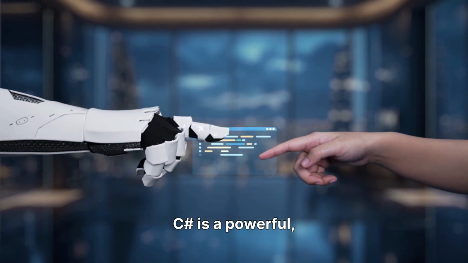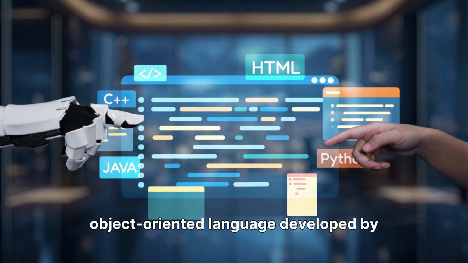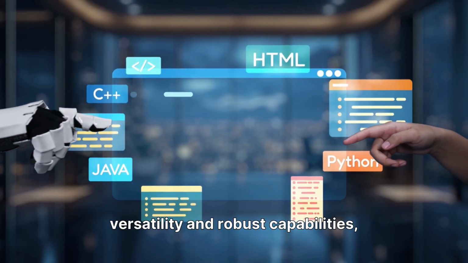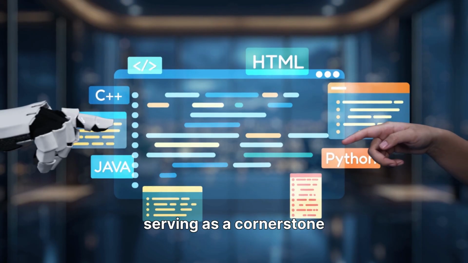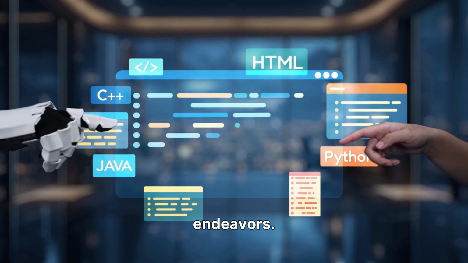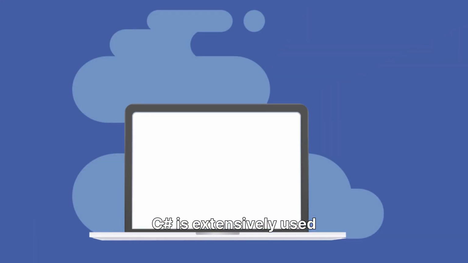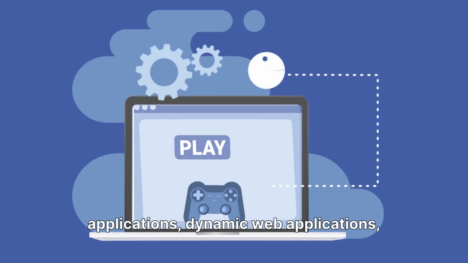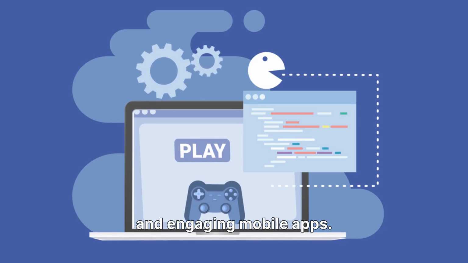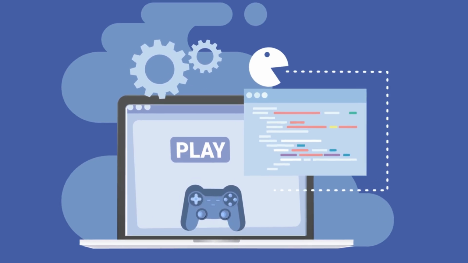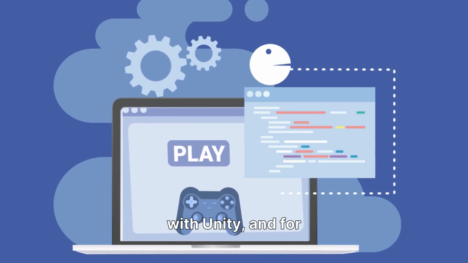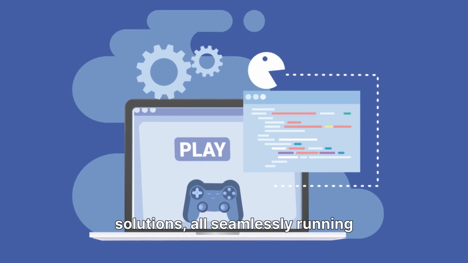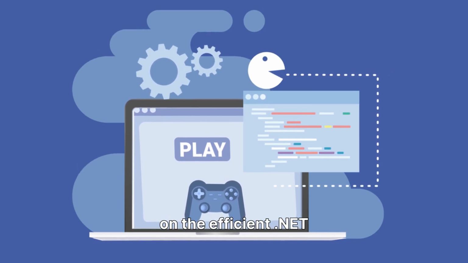C# is a powerful, object-oriented language developed by Microsoft, known for its versatility and robust capabilities, serving as a cornerstone for many software development endeavors. C# is extensively used to create Windows desktop applications, dynamic web applications, and engaging mobile apps. It's also the primary language for developing games with Unity, and for building robust enterprise software solutions, all seamlessly running on the efficient .NET runtime.